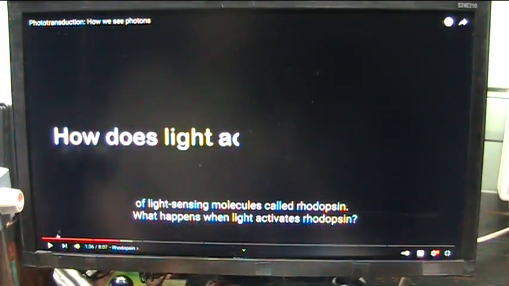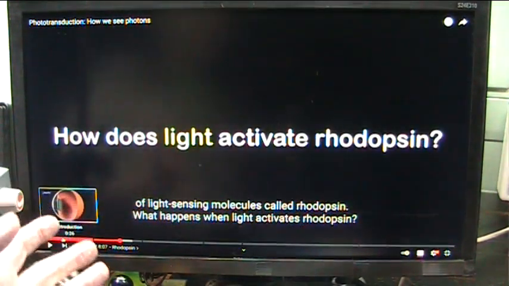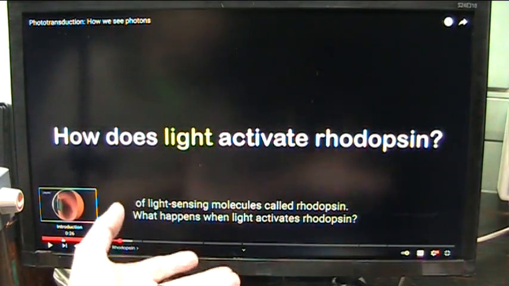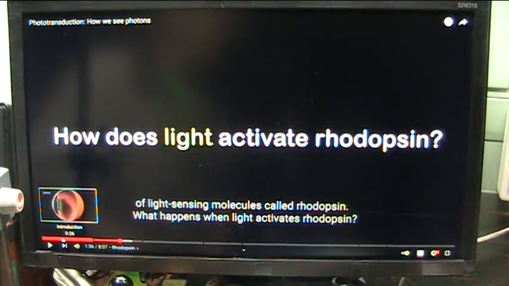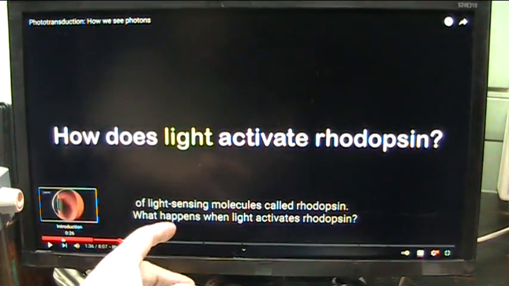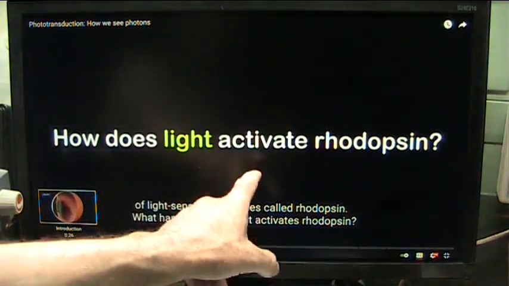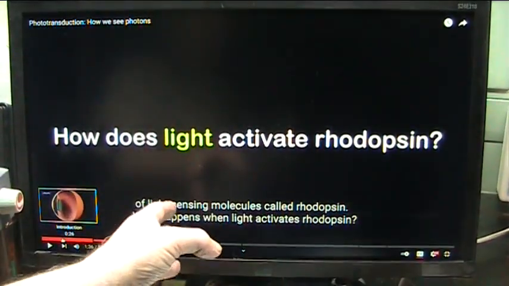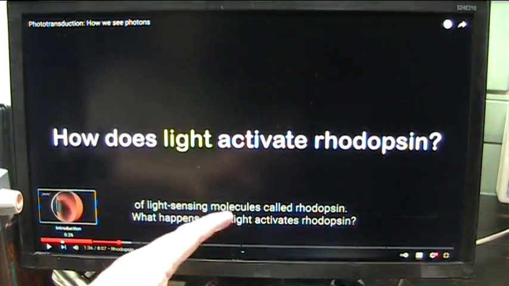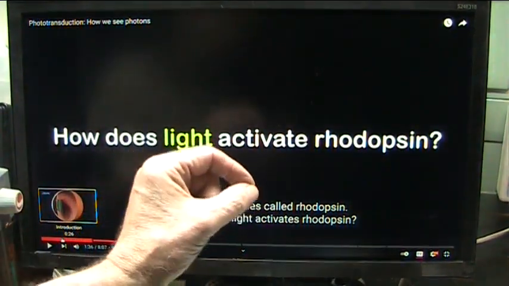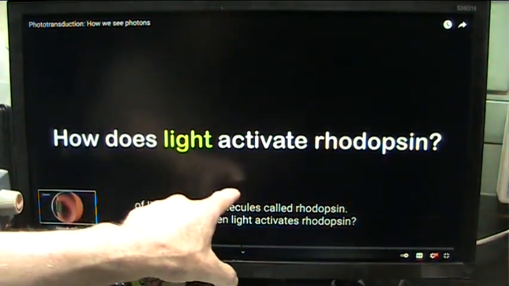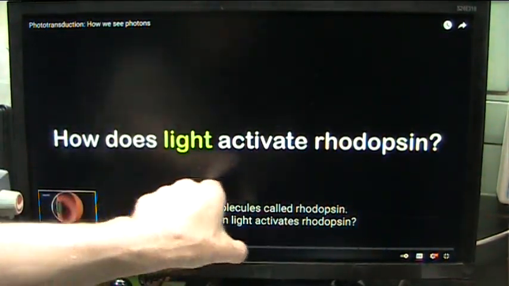All right, when they say light sensing, what is light sensing? Light senses an electrical impact. That's what light is. Light is electrical impact. So that closes the case as far as I'm concerned. The light activates this rhodopsin, which is some kind of enzyme or whatever it is. It's a molecule that somehow transfers that information at that level of the rod to the brain.